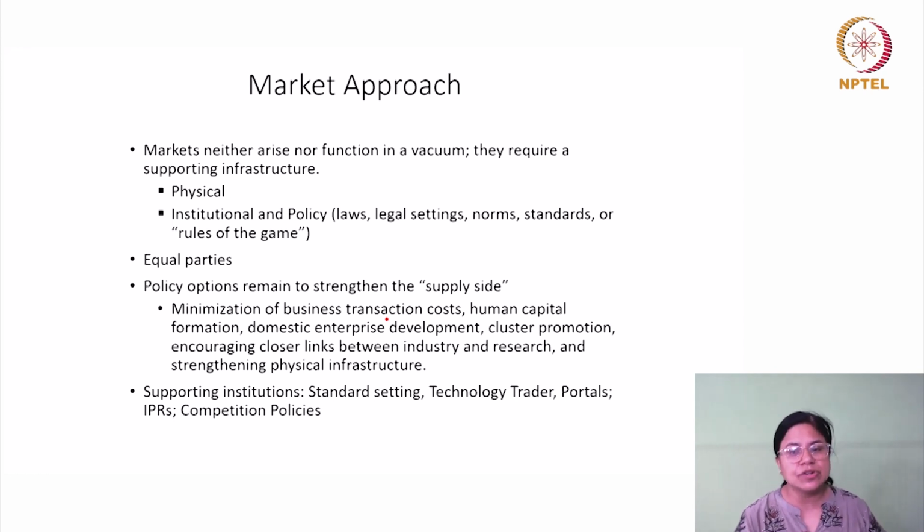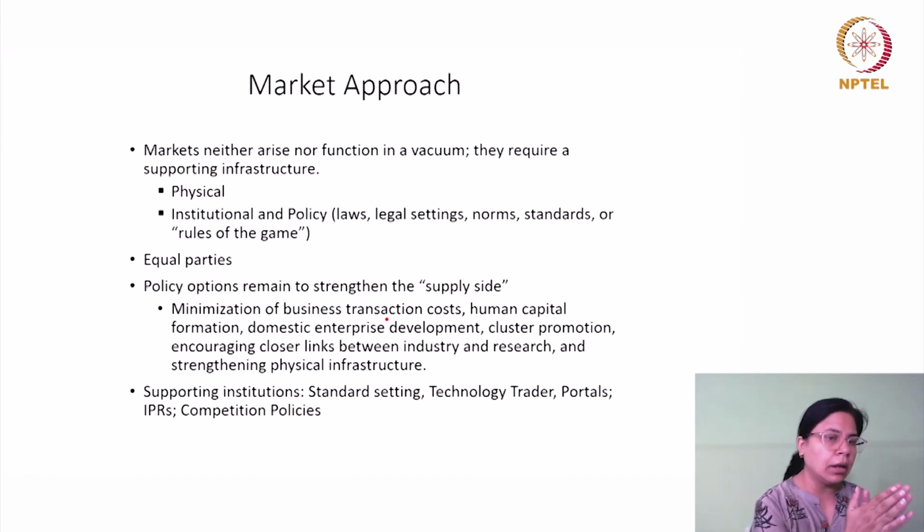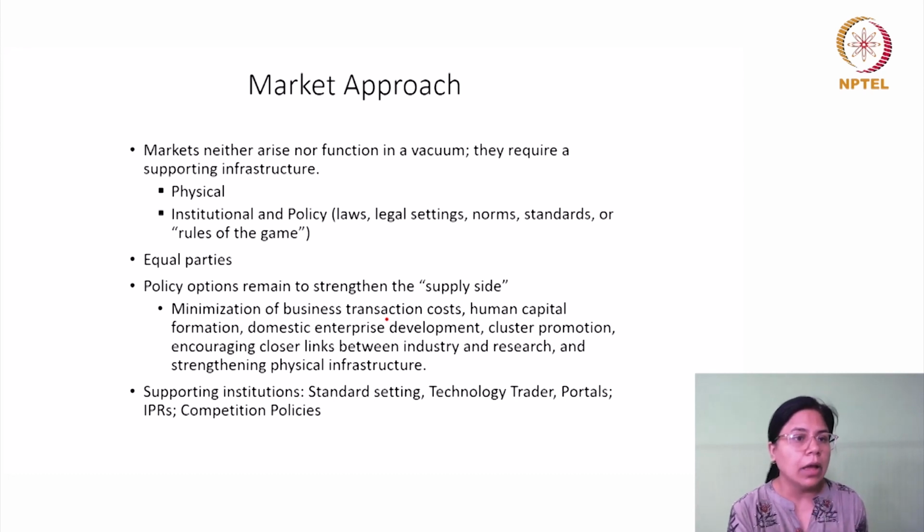And the idea is to strengthen the supply side and minimize the transaction cost. Human capital formation will further support, domestic enterprise development will also support, as will cluster promotion, encouraging links between industry and research, and strengthening the physical environment, right? And ensuring that both parties entering into a transaction in a market have a similar level of stature in terms of the interaction. The moment one party has the upper hand, there would be challenges in establishing the bargaining power. So what we are looking at is creating a supportive environment for the market to develop for technology transfer.